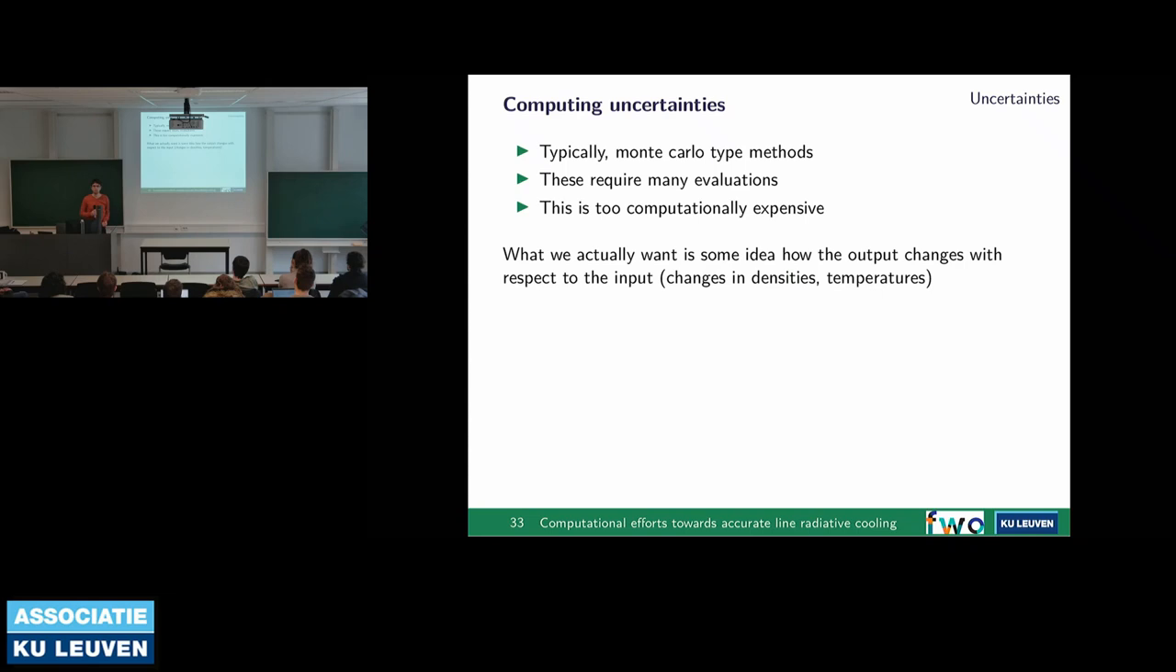So how do we do this? Typically, one uses Monte Carlo type methods, meaning we just run a lot of simulations for slightly different parameters. But as I've said, NLTE radiative transfer is too expensive for this. That just doesn't work. What I actually want is some idea of how the output changes with respect to the inputs. So with respect to changes in density, temperature, etc. Some kind of gradient, as you might say.